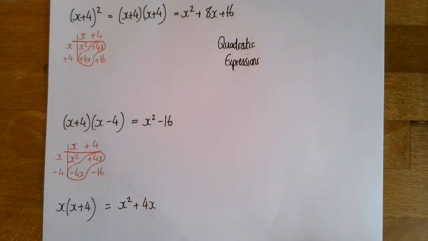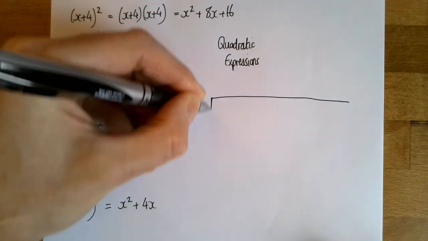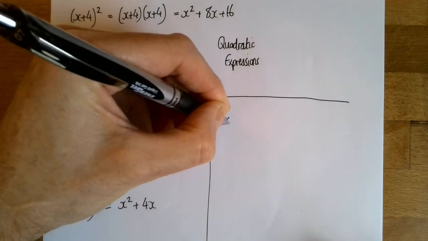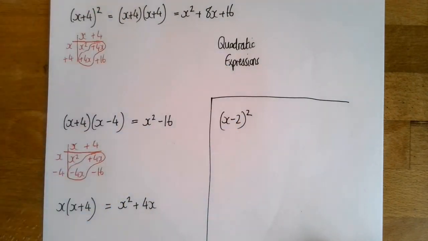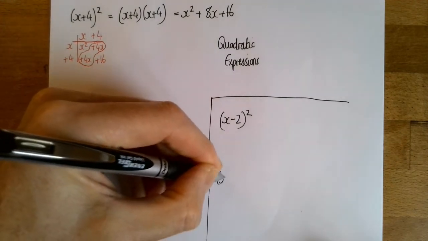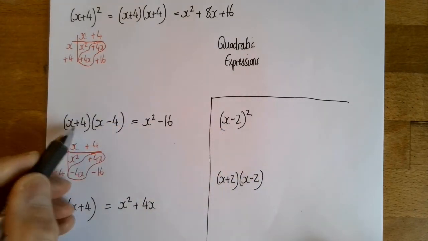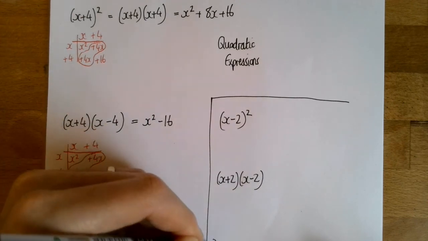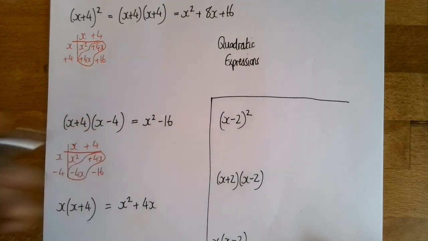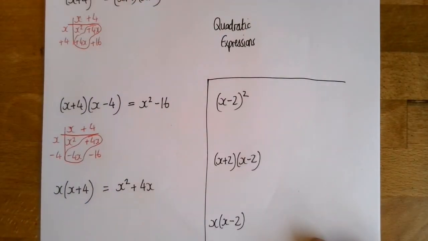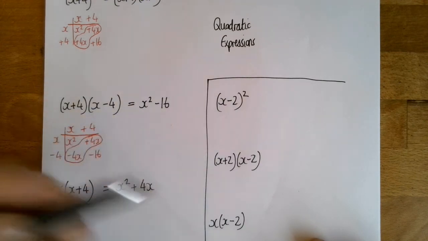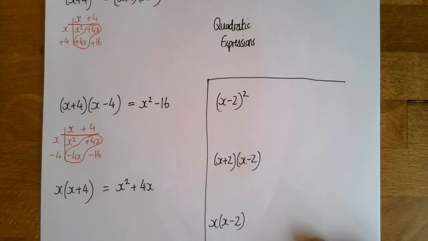So I'm going to ask you now to have a go at 3 special cases of your own. See if you can expand this one for me. That's a bit like that one there. And then see if you can do this one for me. That's a little bit like this one here. And then see if you can do this one for me. That's a bit like that one there. So have a go at those 3 special case expansions. Press pause and have a go.